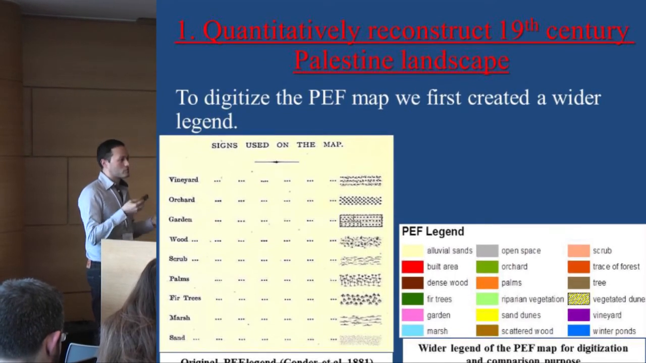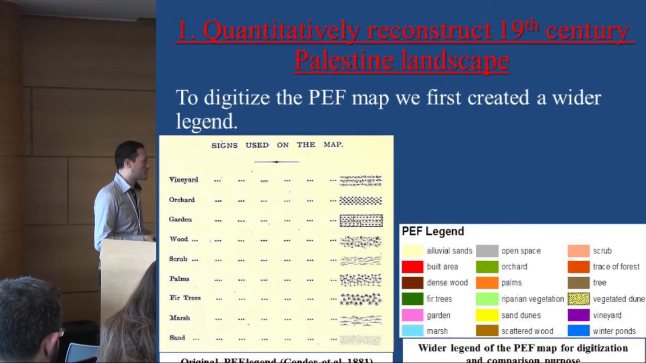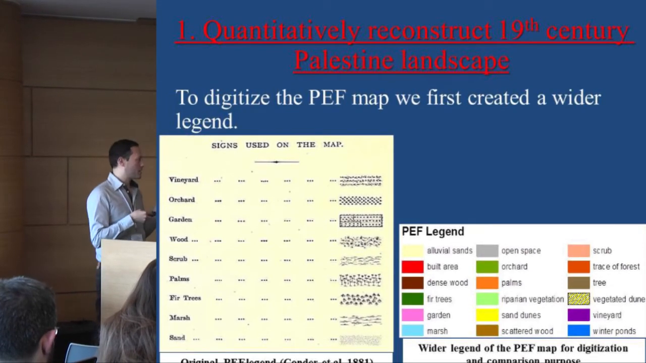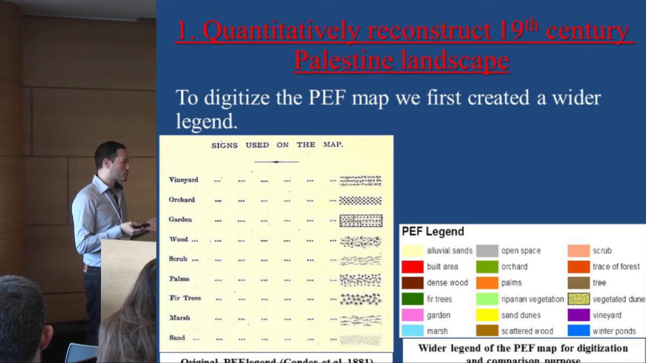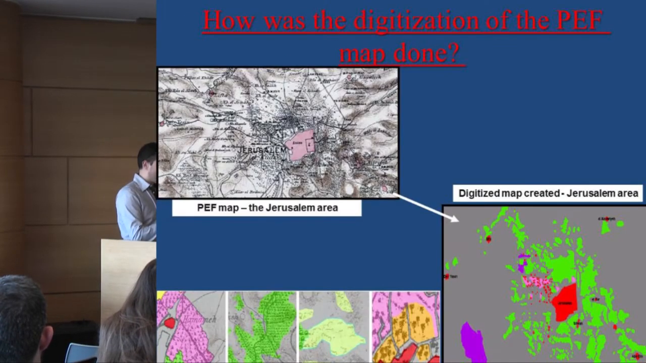Moreover, we also created a table. Each polygon that we drew when we digitized the map, I will show you in a second, we gave each feature on the map a clarity identification, meaning how sure we are that this feature is indeed, for example, a dense wood. If we were sure, we gave it number 1. If we were partially sure, we gave it number 2, and if we were unsure about it, we gave it number 3.